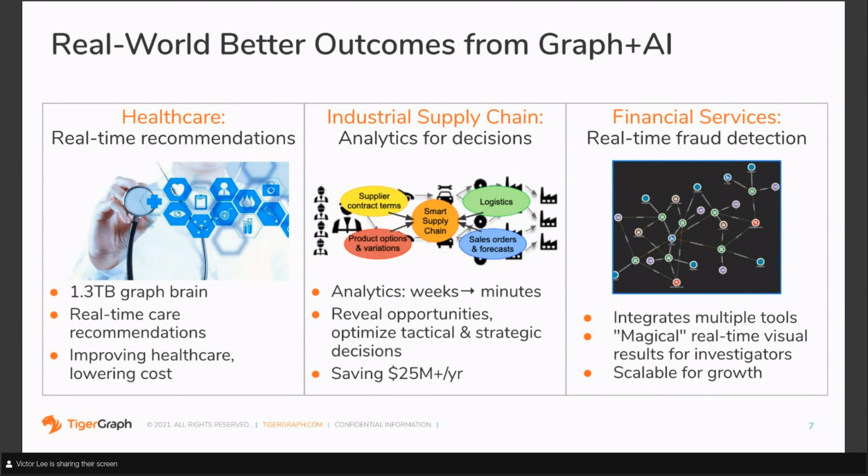We have real-time fraud detection. Again, this is one institution in the United States which sells a lot of tax preparation software and also financial accounting software to millions of customers. They're able to integrate multiple platforms that they have, and it's, again, what their technical officer described as a magical real-time visual result for fraud investigators.